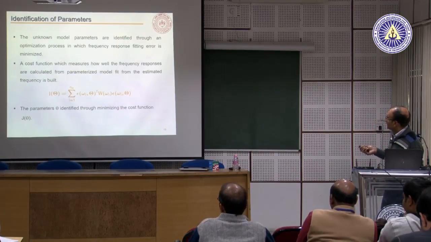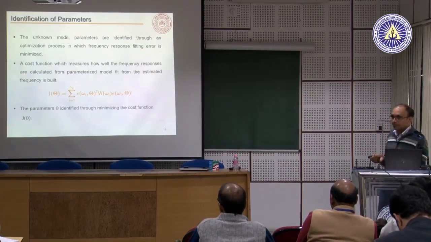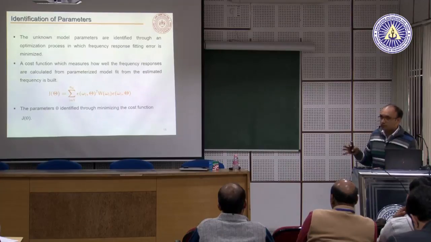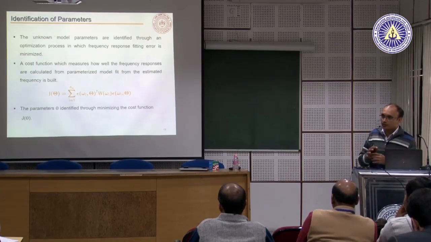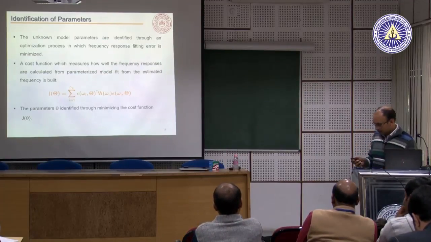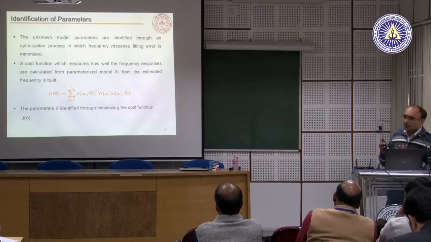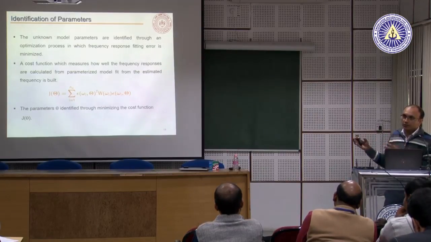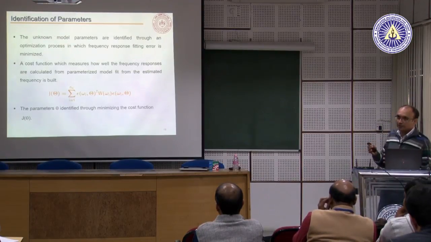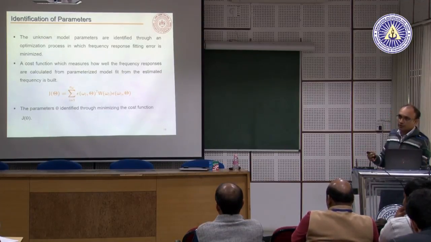The unknown model parameters are identified through an optimization process in which frequency response fitting error is minimized. When we are doing it in the frequency domain, the good part is that we can do superposition. So the response for every individual frequency I can add, and there may be some scaling factor corresponding to each of these frequency responses, and if I tune these scaling parameters correctly, I would be able to match the response reasonably well, and that is what is tried, and we try to minimize this error.